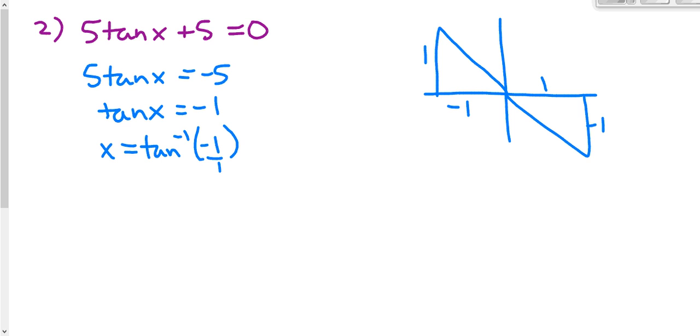So what's your reference angle? That's a 45-degree angle in that triangle. So our answers are 135 degrees and all the way around to 315.